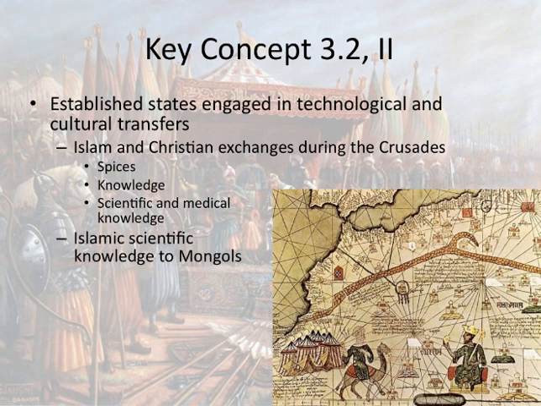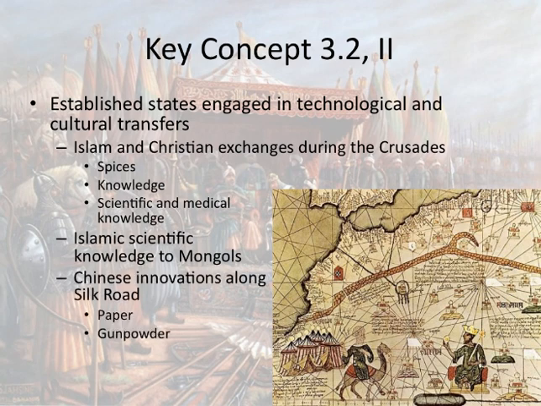Now, the Islamic scientific knowledge also is passed on to the Mongols, who had very little exposure to these kinds of things before, considering their pastoral nomadic roots. Also, you see Chinese innovations move along the Silk Road, like paper and gunpowder. And another example of a cultural transfer is the movement of Islam into West Africa via the trans-Saharan trade routes. Obviously, Ghana, Mali, and Songhai are three enduring West African empires that rise during this time period.